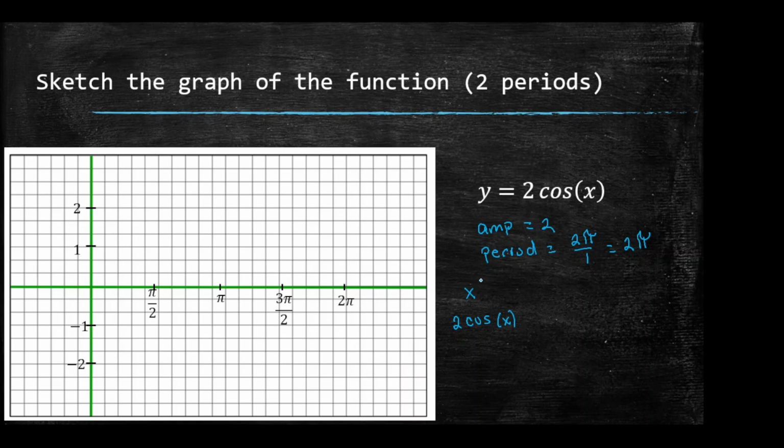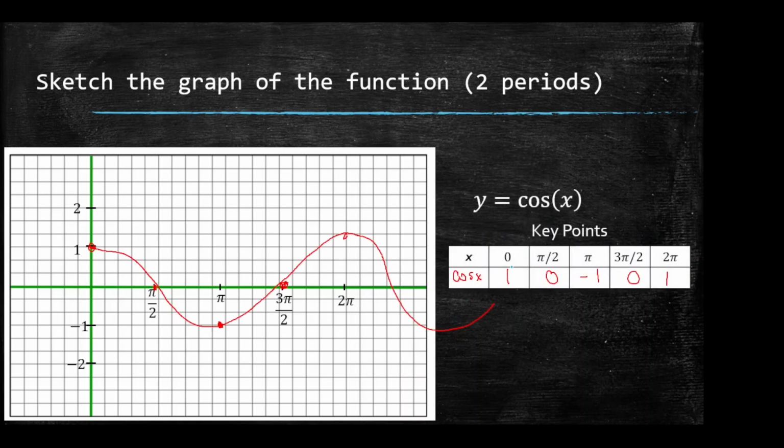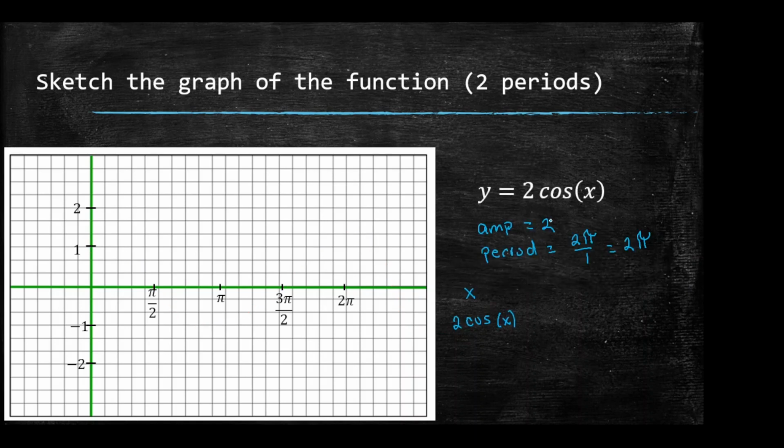Now, if I go back to my original cosine function, I know that at 0, cosine equals 1. So my transition here, at x equals 0, 2 cosine x is going to be 1 times 2, because I'm multiplying it by that amplitude. So this is going to be 2. And then at pi over 2, I'm still 0. 0 times 2 doesn't care. It's still 0. At pi, I'm back to negative 2.